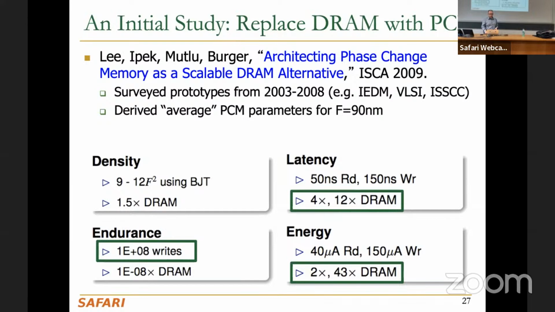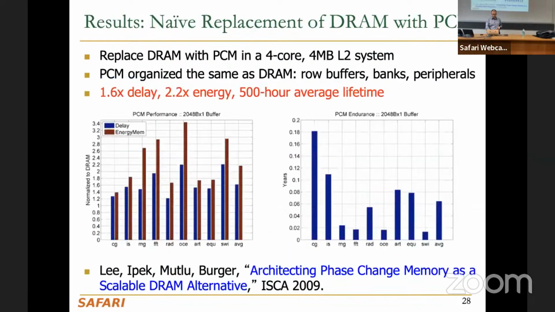So we want to completely replace DRAM with PCM in this work. And here are the numbers that we consider. The latency is 4 times higher for read and 12 times longer for write. Energy is 2 times for read and 43 times for writes. And endurance is also 10 to the power 8. So these are the numbers that we came up with from all these surveys.